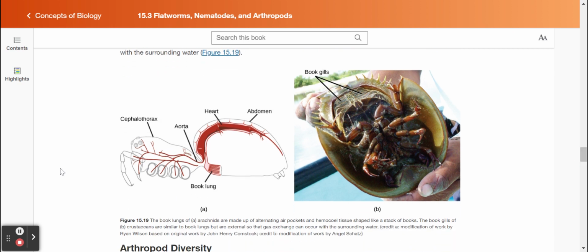Figure 15.19. The book lungs of arachnids, A, are made up of alternating air pockets and hemocoel tissue shaped like a stack of books. B shows the book gills of crustaceans. They're similar to book lungs, but are external so that gas exchange can occur with the surrounding water.